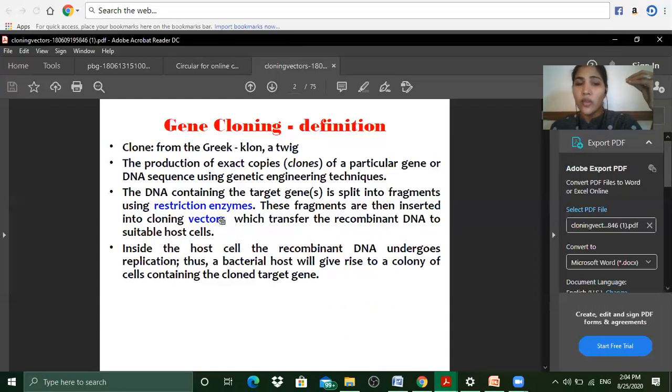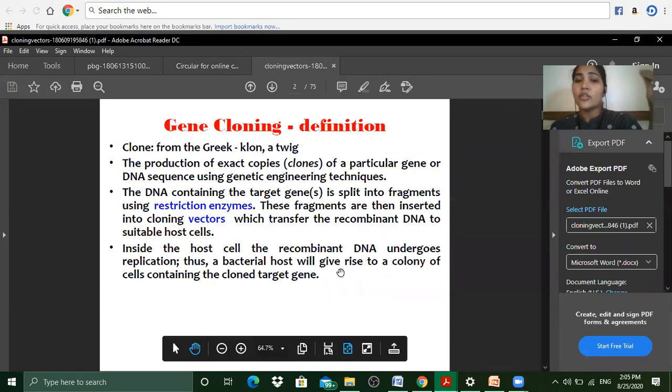to the suitable host. So vectors have our DNA of interest, and these vectors, which will then be called recombinant DNA, will be transferred to a suitable host for making multiple copies of that recombinant DNA. So inside the host cell, the recombinant DNA undergoes replication, and thus the bacterial host will give rise to colonies of cells containing the cloned target gene.